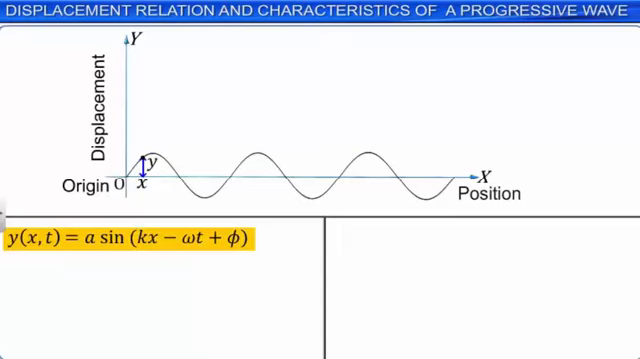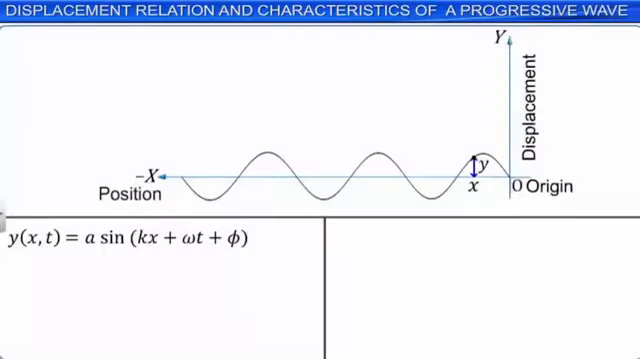To represent a progressive wave traveling along the negative direction of the x-axis, that is, from right to left, the equation is y(x,t) = A sin(kx + omega t + phi). These equations are obtained from the harmonic circle.